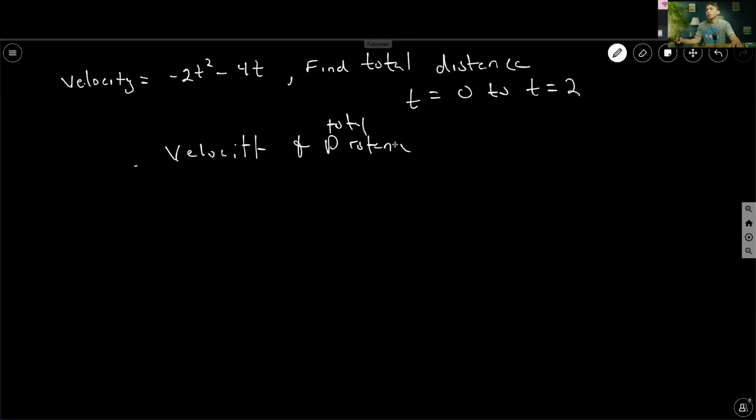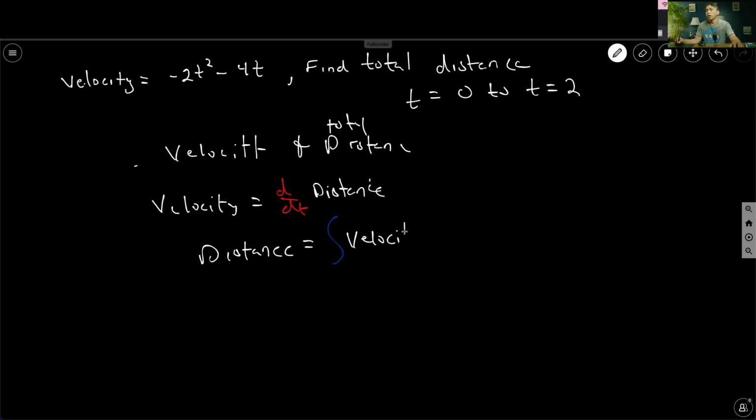Okay. And the relationship is, you can say it two ways. You can say velocity is equal to the derivative with respect to t of the distance, or you can say the distance is equal to the integral of velocity, depending on what we're given.